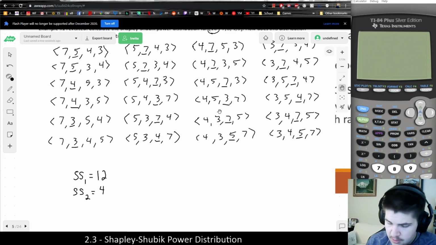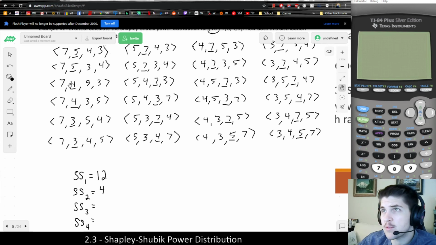Then moving on to the player with 4 votes, who is player 3. And then we had player 4, who had 3 votes. So the player with 4 votes was pivotal once, twice, thrice, 4 times, and that's it.